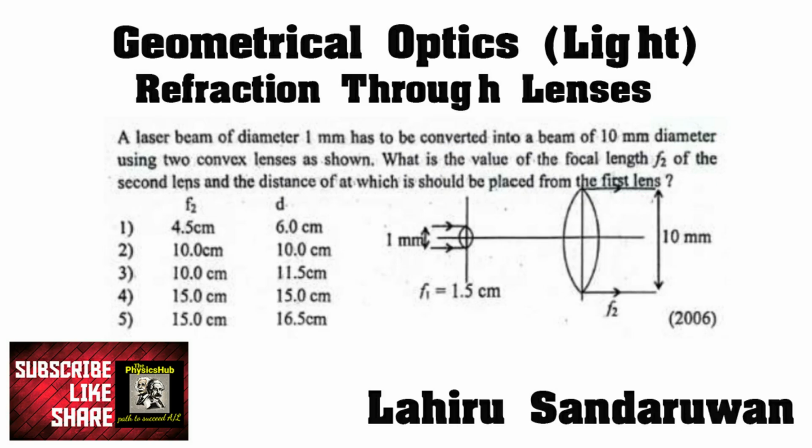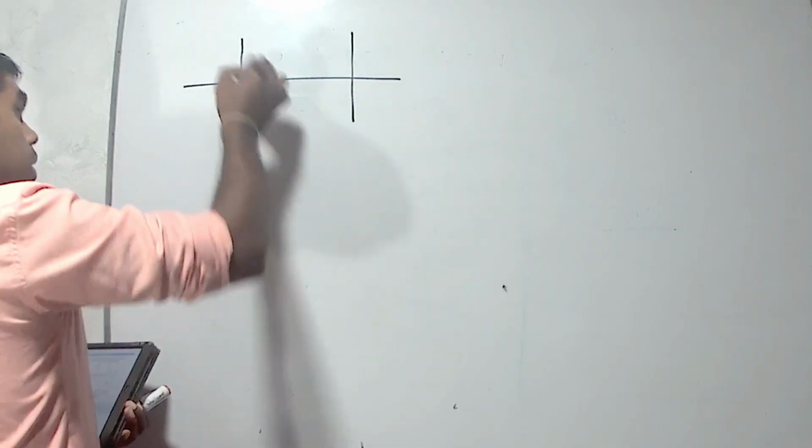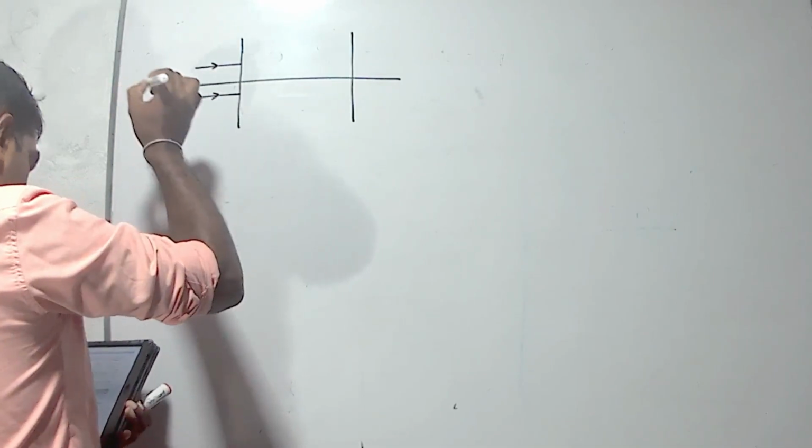A laser beam of diameter 1 millimeter has to be converted into a beam of 10 millimeter diameter using two convex lenses, as shown. What is the value of focal length f2 of the second lens, and the distance at which it should be placed from the first lens? There are two lenses. Diameter of the incident beam is 1 millimeter.